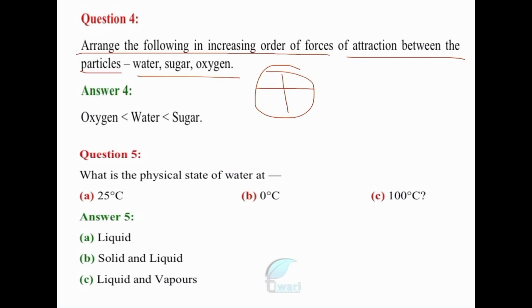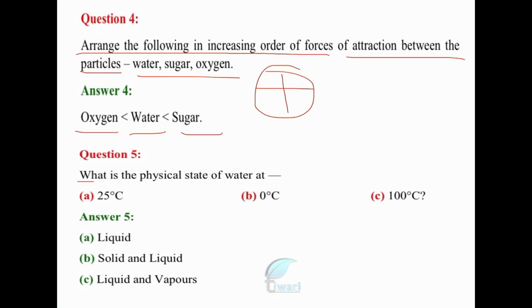In liquids, the force is less than in solids but more than in gases, and in gases, it is very weak. So here you have 3 options given, that is water, sugar and oxygen. So the correct sequence is oxygen is less than water is less than sugar. The intermolecular force of attraction is maximum in solids, that is your sugar, less in liquids, that is your water, and least in gases, that is your oxygen.